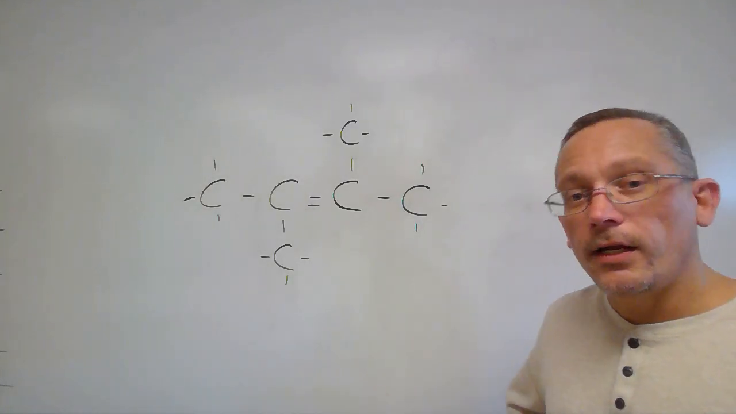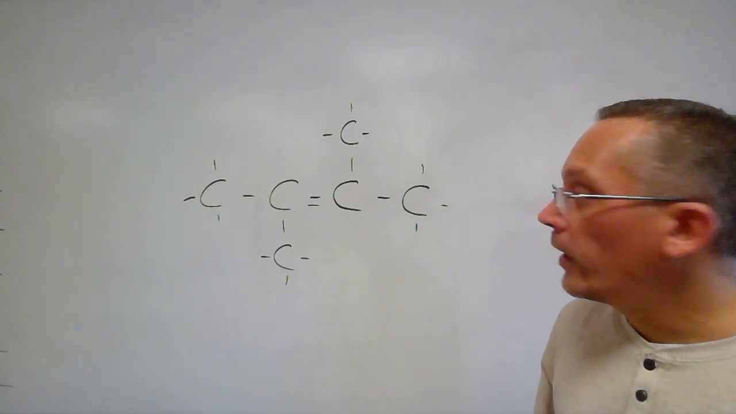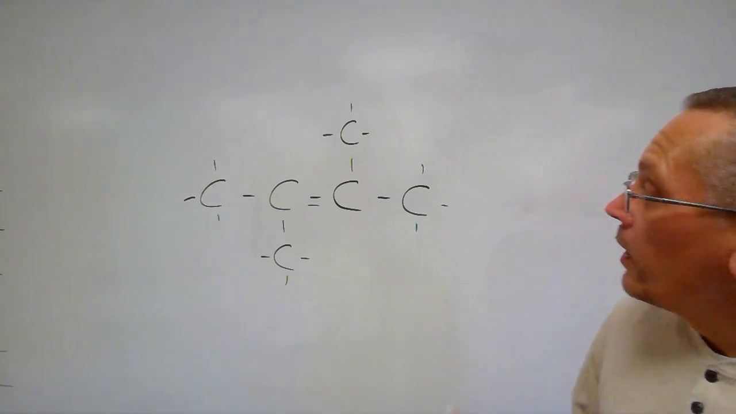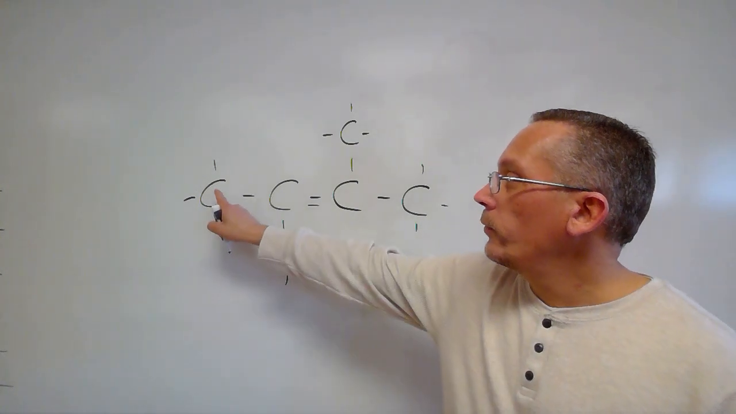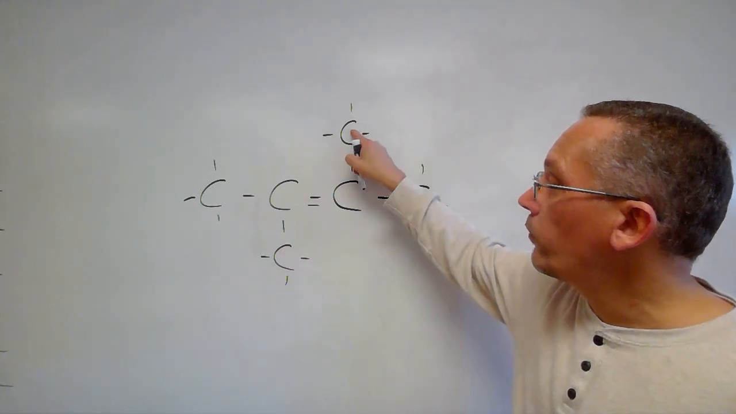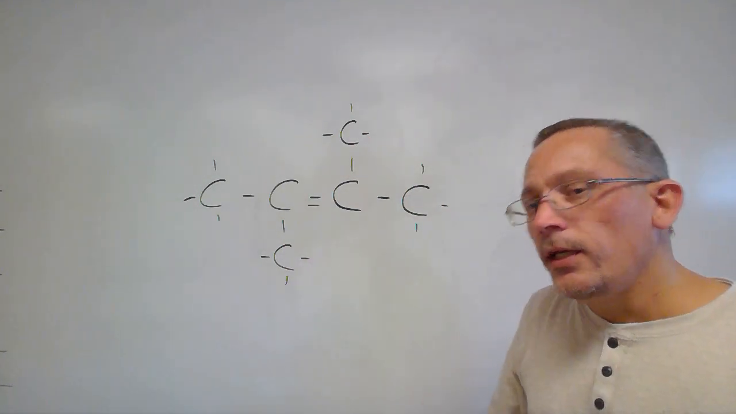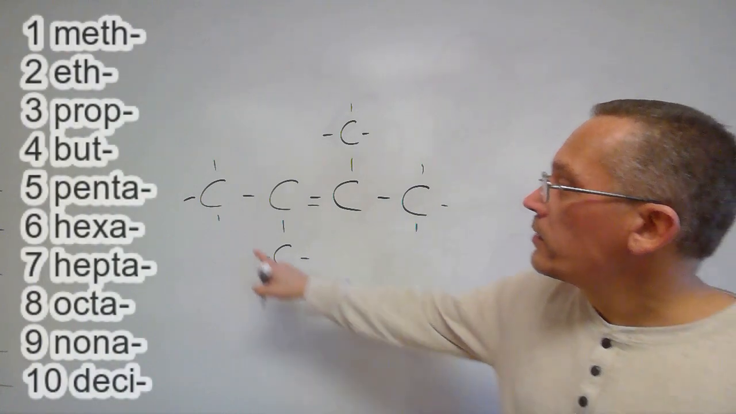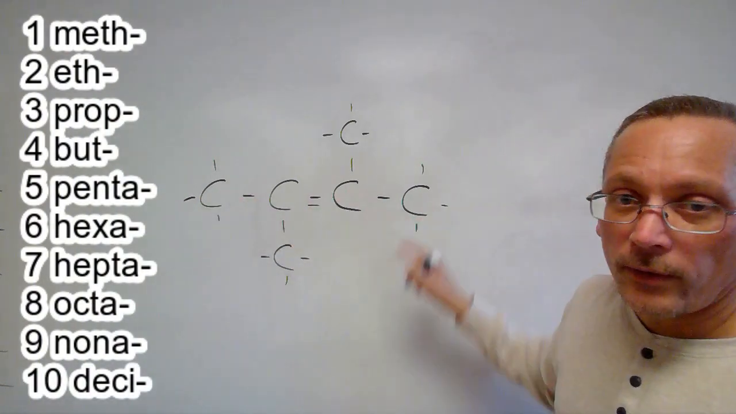How about this one here? It's got a couple of branches, it's got a double bond. Let's see if we can name it here. How long is our main chain? It could go 1, 2, 3, 4, or we could go 1, 2, 3, 4, or some variation of that. Either way, they're comparable. So let's say 1, 2, 3, 4.